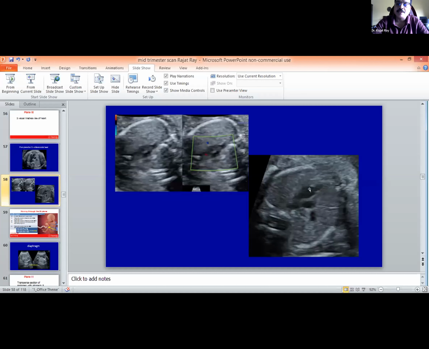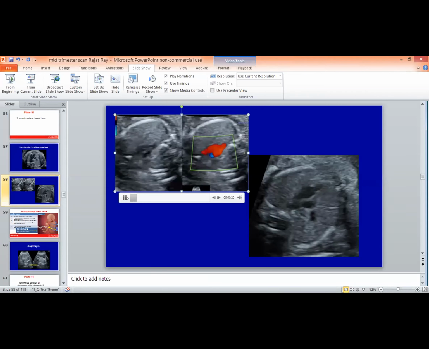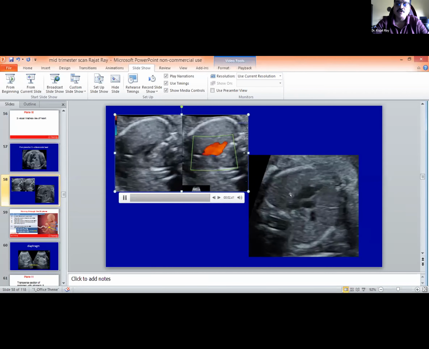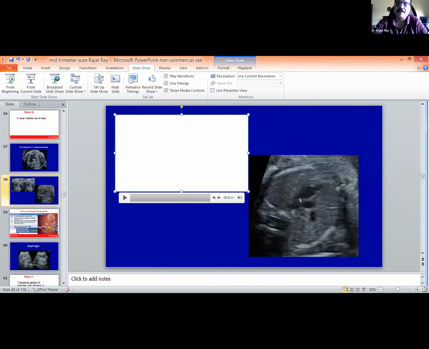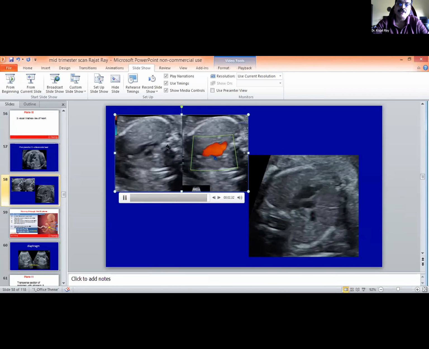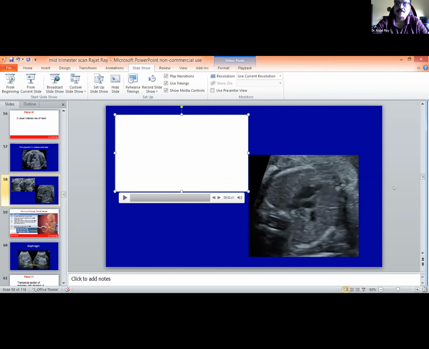Size-wise, from left to right, this is the largest, then this is the second one, this is the third one. And from left to right also, this is the leftmost, this is the middle, this is the right. The apex of the V is always towards the left of the trachea. And if you put on color, the flow of both these should be in the same direction.